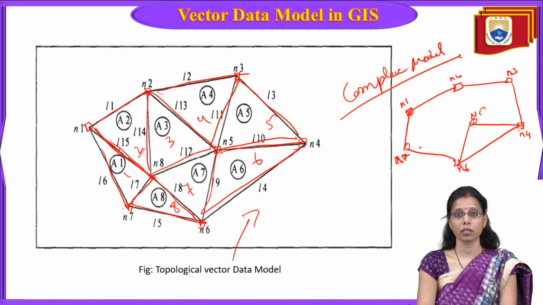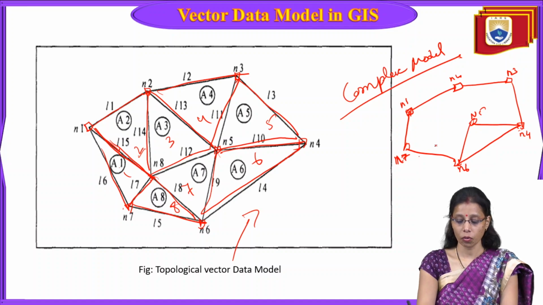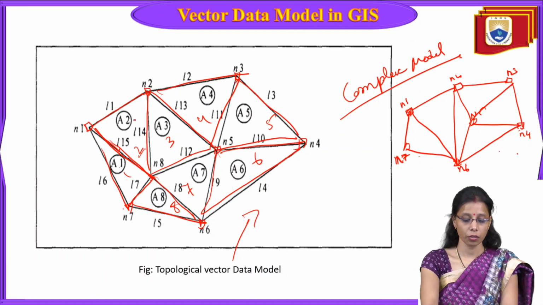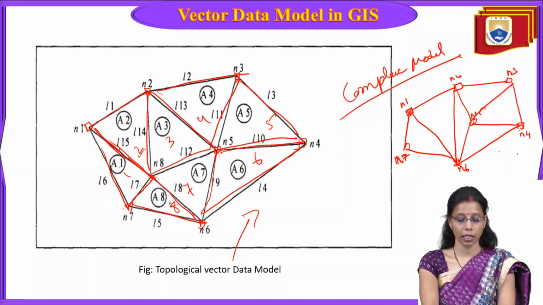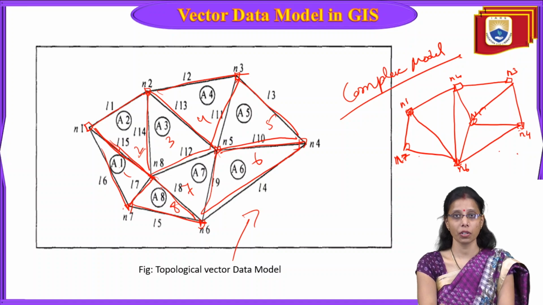So 7 nodes are created. Now with the 7 nodes, all the polygons are joined, like this. So many polygons are created. In this you can see we have a total of 8 polygons and 7 nodes.